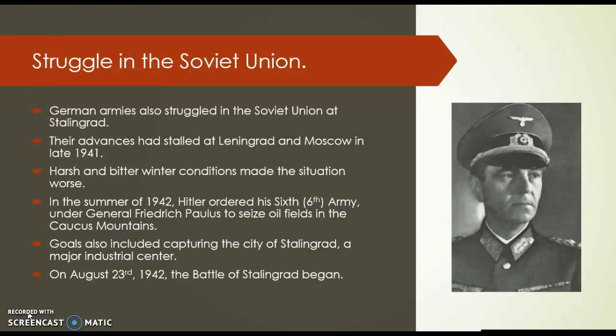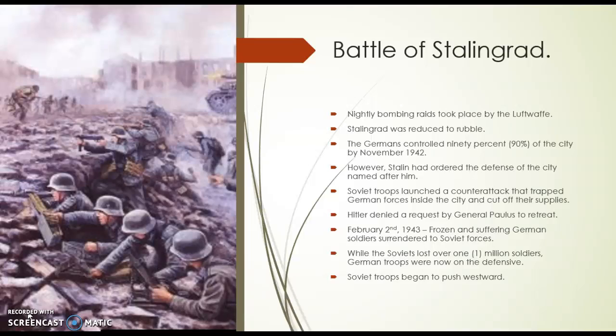Now, goals of this also included capturing the city of Stalingrad, a major industrial center, and on August 23rd, 1942, the Battle of Stalingrad began. And General Paulus's picture is there. So the Battle of Stalingrad. Nightly bombing raids took place by the Luftwaffe, and Stalingrad, as you can see in this picture here, is pretty much reduced to rubble. The Germans controlled 90% of the city by November 1942.